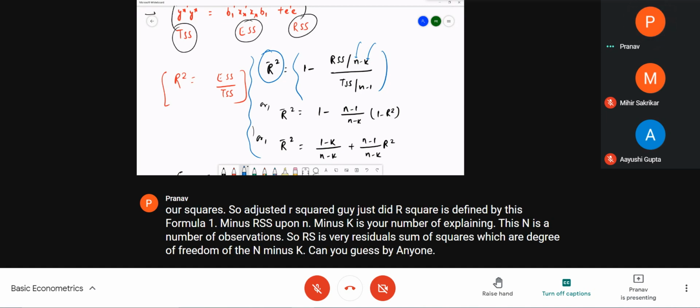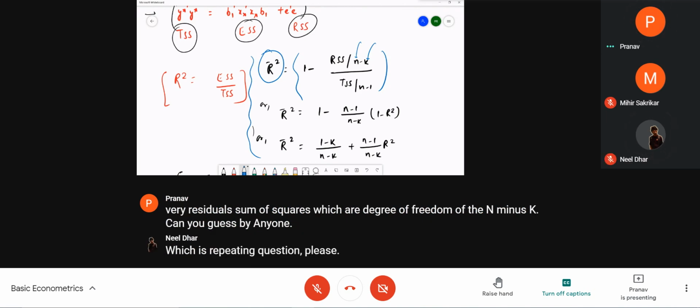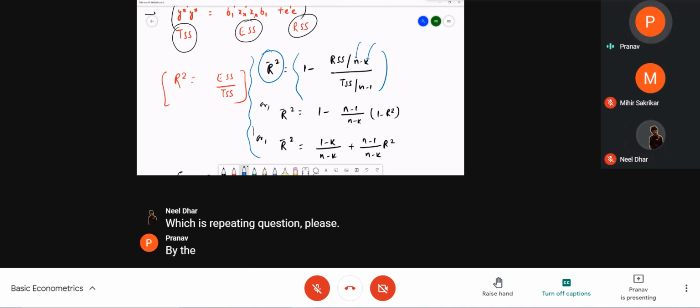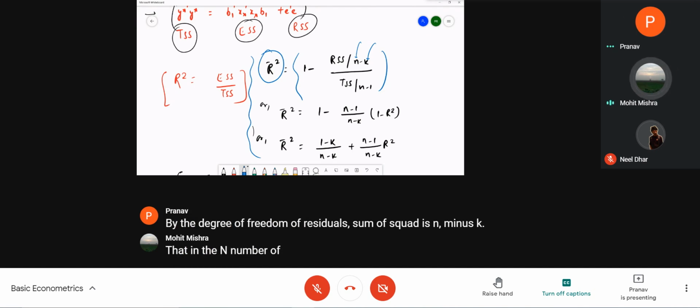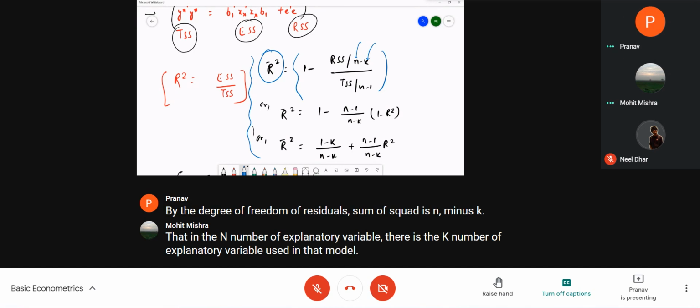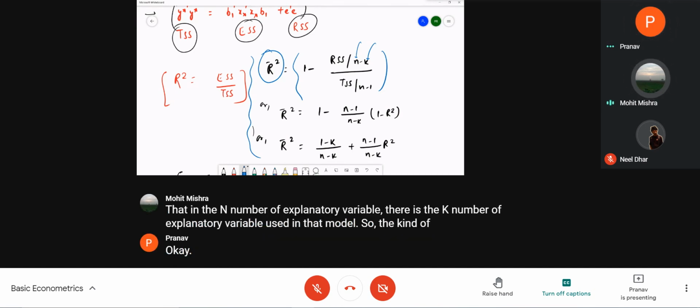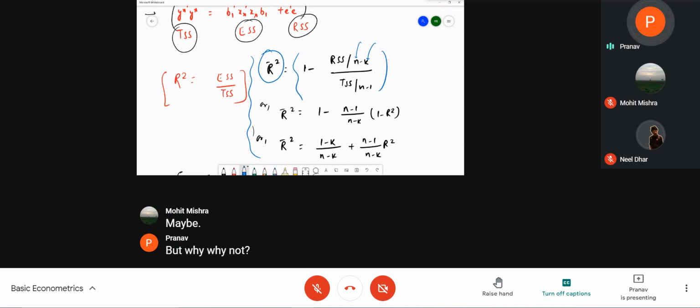Anyone? Could you just repeat your question, please? Why is the degree of freedom of the residual sum of squares n minus k? Sir, of the n observations, there are k explanatory variables used in that model. Okay, so the kind of penalty, maybe. But why does TSS not have the degree of freedom n minus k?